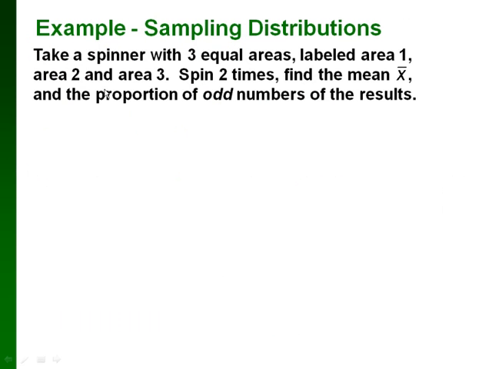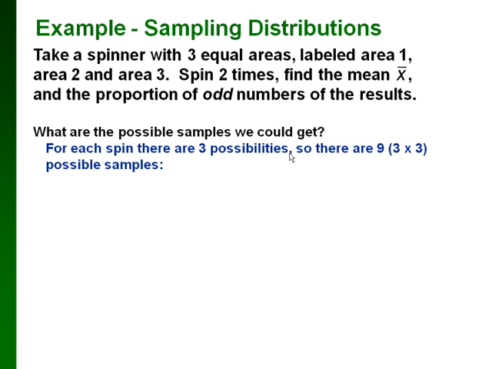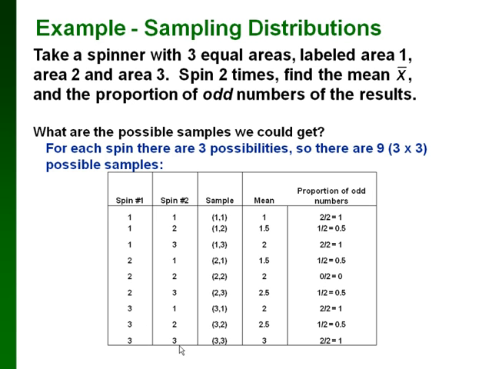Here's another example. If we take a spinner that has 3 equal areas labeled 1, 2, and 3, we spin it twice, and find the sample mean and the proportion of odd numbers of the results. Let's look at this and think about what possible samples we could get. For each spin there are 3 possibilities. So if we use the multiplication rule from probability, that means there are 9 possible samples. Here are the 9 possible samples that we could get.